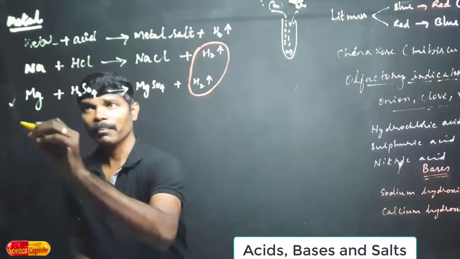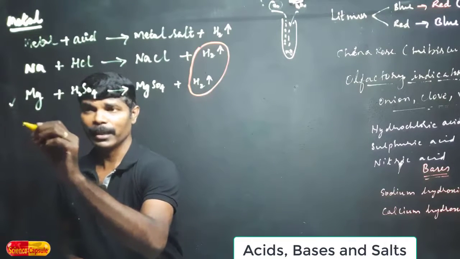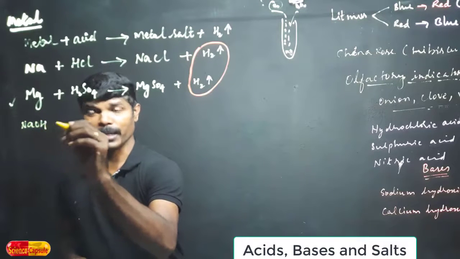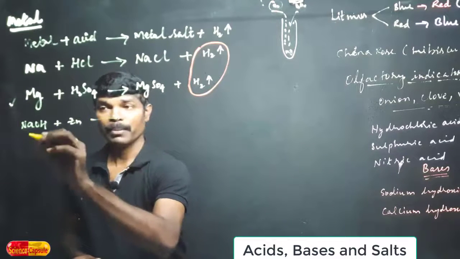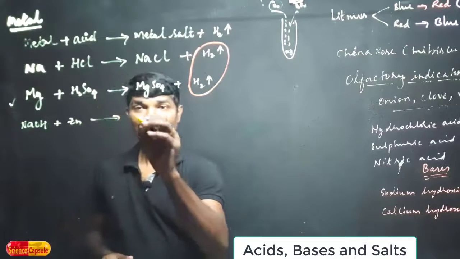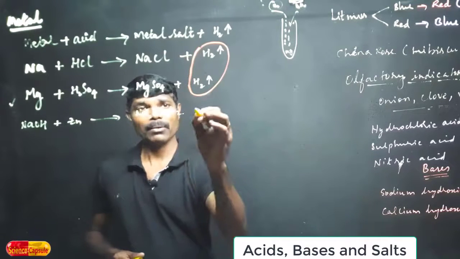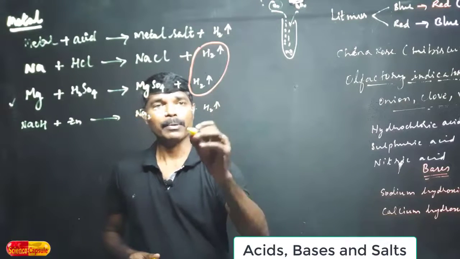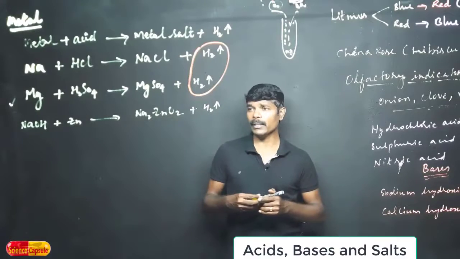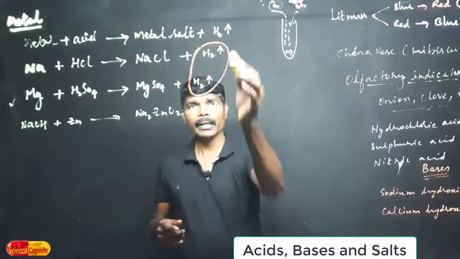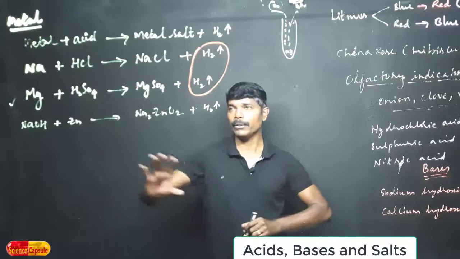Now what happens when metals react with bases? When metals react with a base, for example, here we write sodium hydroxide plus zinc, which is a metal. So this is the base and this is the metal. Here we get sodium zincate, a metal salt, and hydrogen gas is produced. Whether acid reacts with metal or base reacts with metal, in all cases the gas evolved is hydrogen. This you should know. So this is the first chemical property.